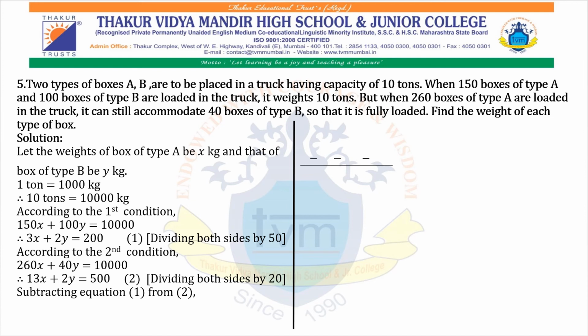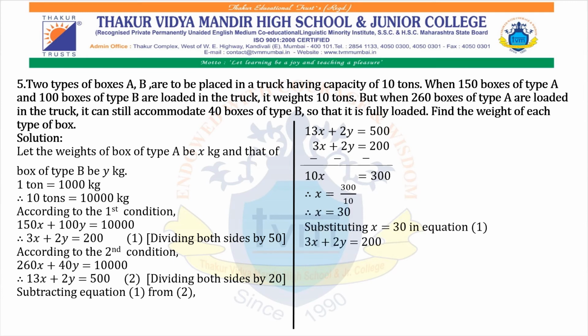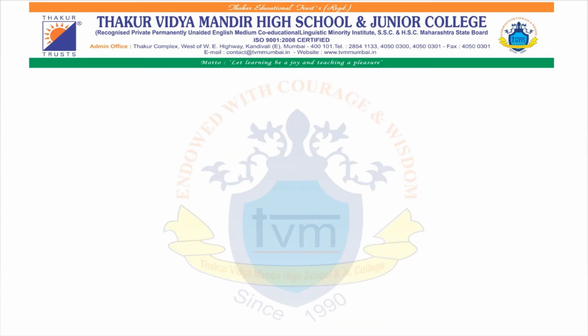Now, subtracting equation 1 from 2, we will get 10x is equal to 300. Therefore, x is equal to 300 upon 10. So, x is equal to 30. Now, we are going to substitute 30 in equation 1. So, 3 into 30 plus 2y is equal to 200. Therefore, 90 plus 2y is equal to 200. Therefore, 2y is equal to 200 minus 90. Therefore, 2y is equal to 110. Therefore, y is equal to 110 upon 2, that is 55.